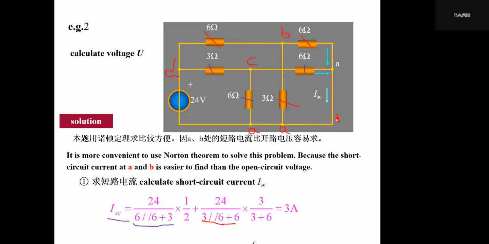So for this circuit, we should mark all the nodes before we do this classification. We have to figure out the relationship between each and every resistor, who is in parallel with whom, who is in series connection with whom. So this is what we should take care of. So now we have the number of the short circuit current.